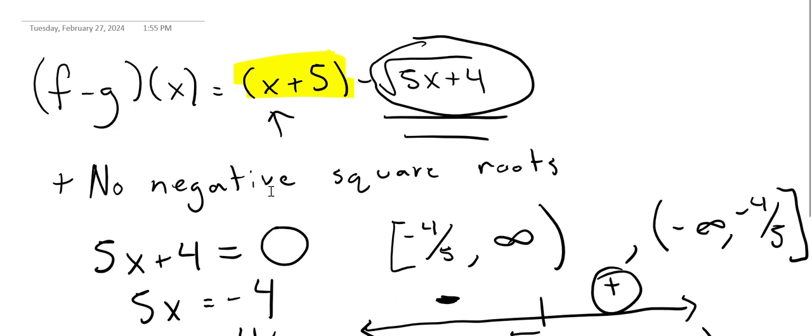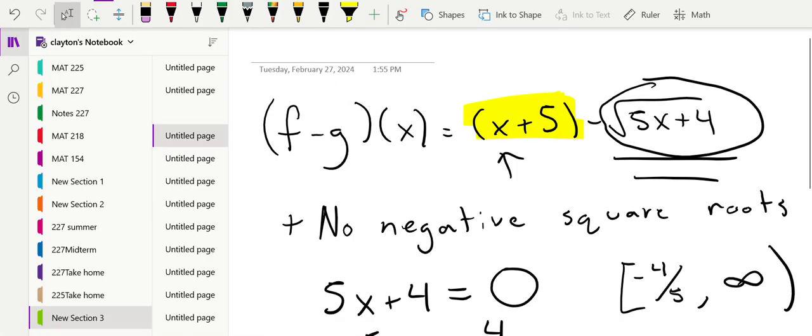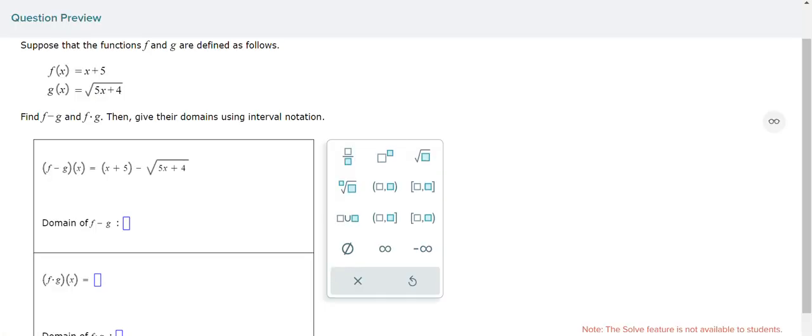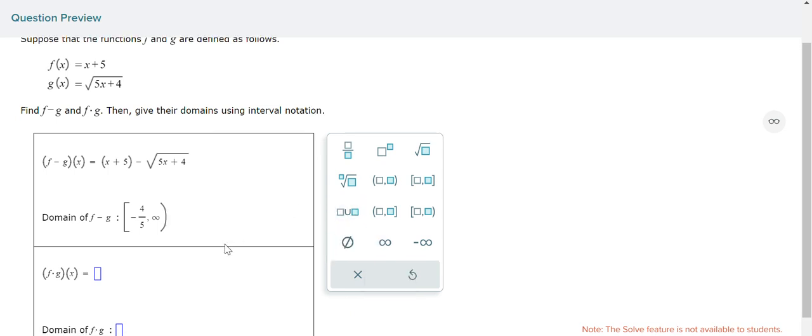Let me go back so we can type that answer in. Okay, let's go ahead and type in the domain. The good news is negative 4/5, comma, let's get our infinity. Infinity always has a parenthesis.